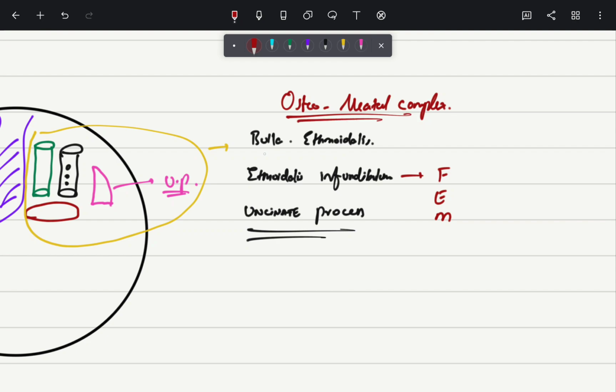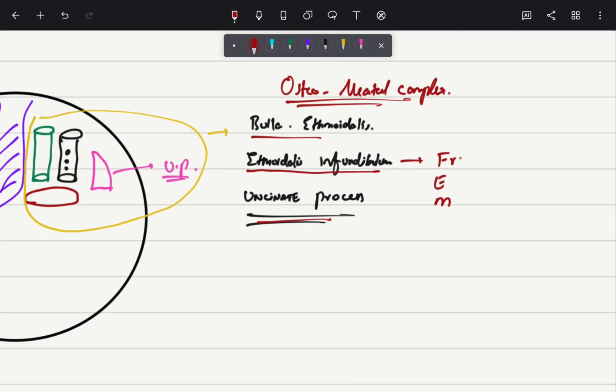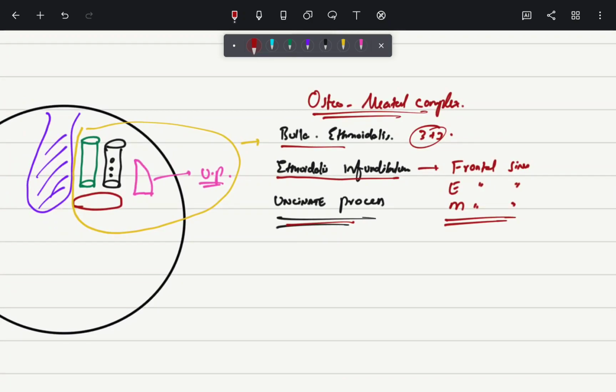It is nothing but bulla ethmoidalis, ethmoidalis infundibulum, and uncinate process, and not only that, including the sinuses which are draining, which are the frontal sinus, ethmoidal sinus, and maxillary sinus. So 3 plus 3, total 6 are here. You have to remember all these 6. Okay, so that is the concept of osteomeatal complex.